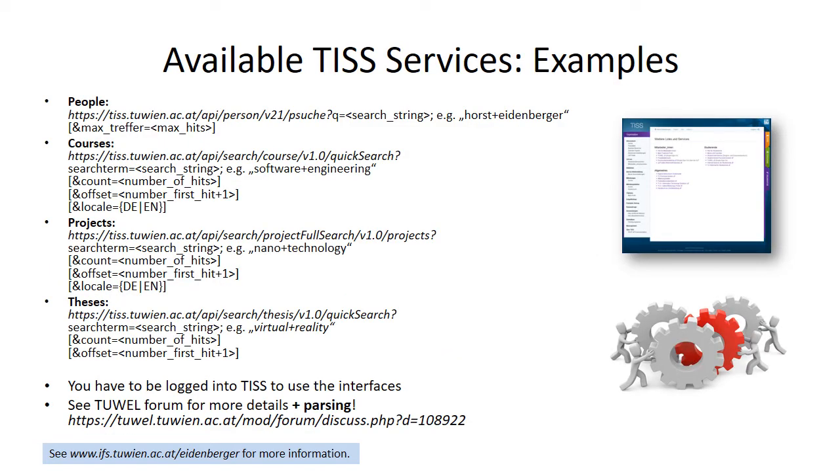So, here are the TIS services. You should use 4 of them: people, courses, project, thesis. Few people know that TIS is not just an online system, but that it comes along with a lot of API definitions that are documented in TIS itself.